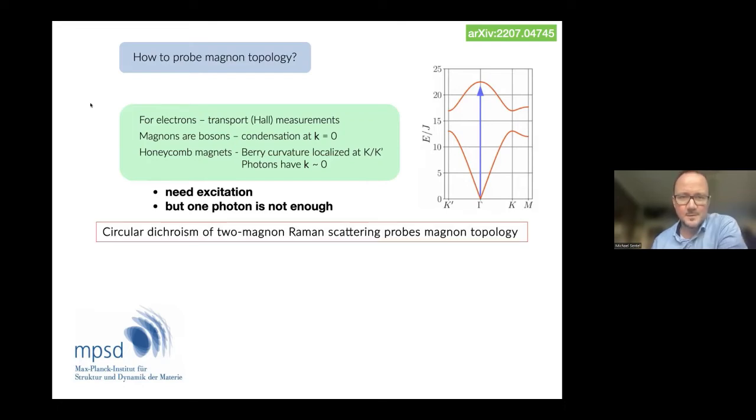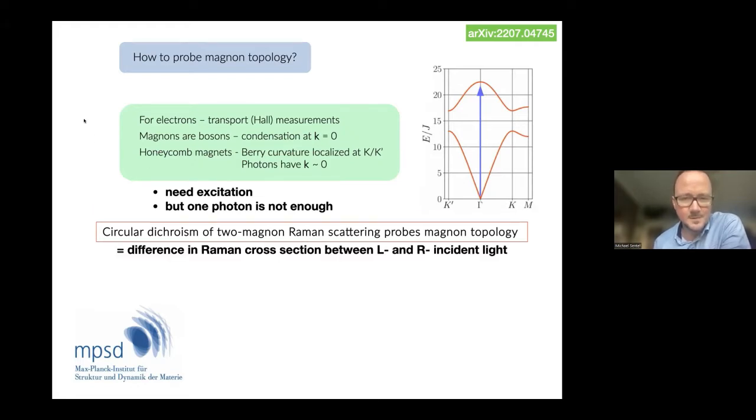All right, so what we suggest is to use circular dichroism in a two-magnon Raman scattering experiment, and that can access magnon topology. Now, we just heard two beautiful talks about Raman scattering, mostly about phonons. What is circular dichroism, and what do we mean by circular dichroism in a Raman experiment? We mean that we consider the Raman cross-section difference between incident light with left and right-handed circular polarization, okay?